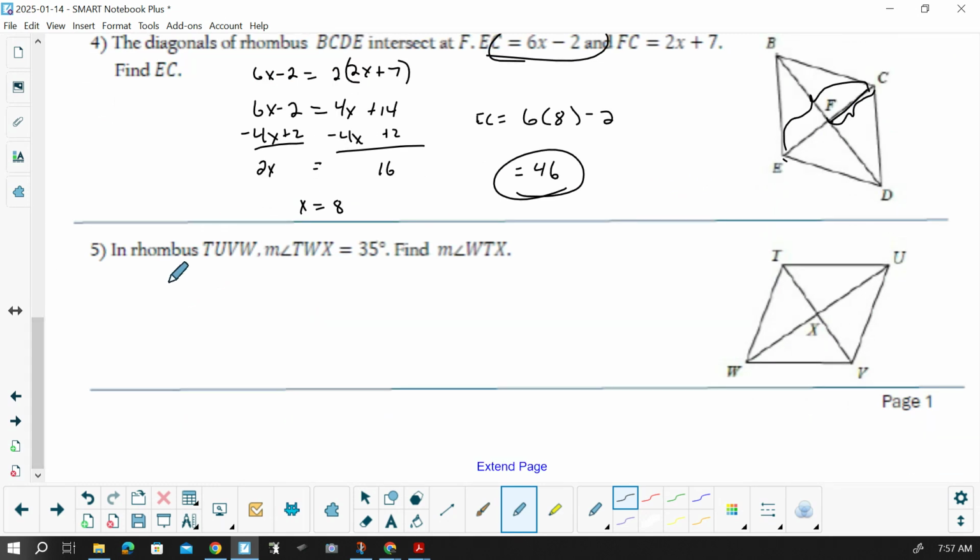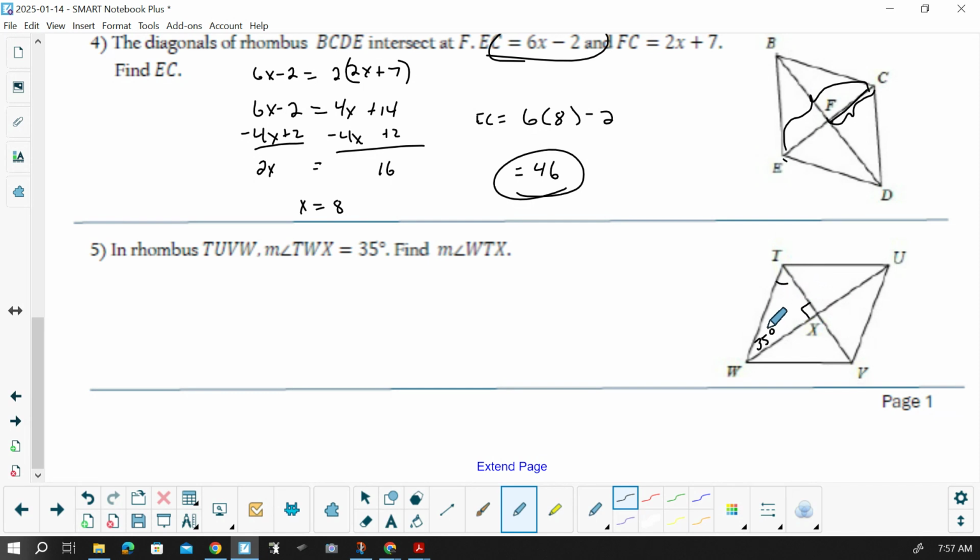Number 5. Got this rhombus. Angle TWX is 35. TWX, that's this one right here, 35 degrees. Now I could start filling these in, but let's just see which one it wants. WTX. Well, if this is 35, and I know that in a rhombus the diagonals are perpendicular, that's 90, and I need to find this one right here.